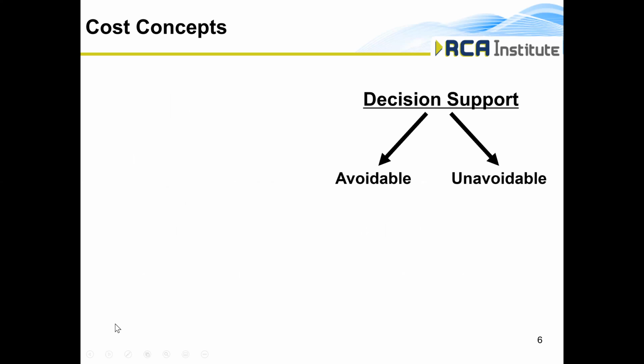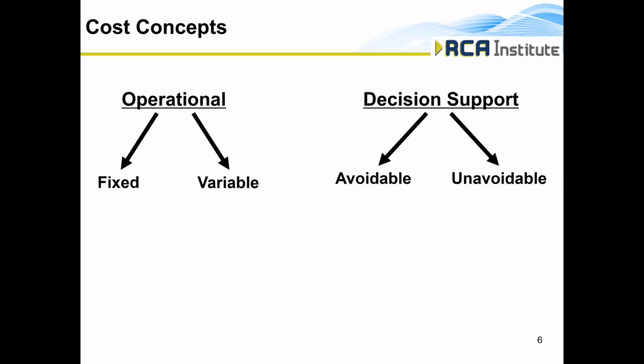So now I want to talk about some cost concepts. The first concept is the idea of decision support. The decision support concept is that a cost is either avoidable or unavoidable. And that's really what you're making decisions about, is avoidability. The second concept is what is called the operational concept. And that says that a cost is fixed in relationship to a particular output or variable in relationship to a particular output. Now, these two concepts often get confused, and I'll talk about that on the next slide.